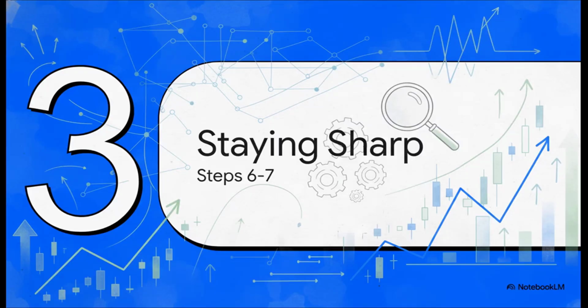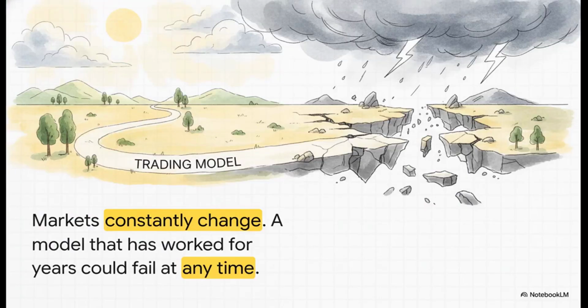Now for the final phase. Let's say your model passed all the tests, you've gone live. The work isn't over. In fact, in a way, it's just beginning. This whole part is about long-term survival and staying sharp. You have to remember the market is a living, breathing thing. It's constantly evolving. A strategy that worked perfectly last year might completely fall apart this year because of new economic conditions or global events. No model is ever set and forget.